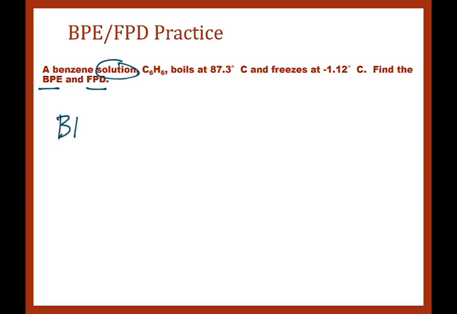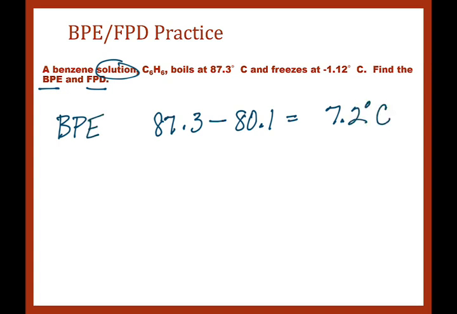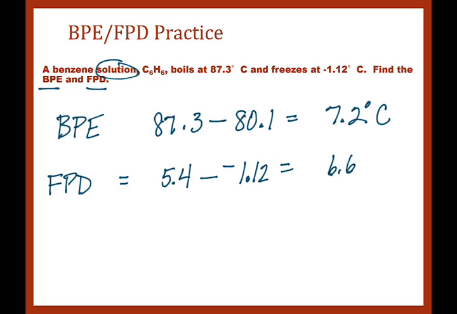So for boiling point, the original boiling point is 87.3. Well, I mean, that's the new one, I'm sorry. And we're going to subtract out the normal boiling point of the solvent, and we would get that our boiling point elevation is 7.2 degrees C. And our freezing point depression, looks like Friendswood Police Department, doesn't it? Is the 5.4 is the freezing point, and we're going to subtract out the new freezing point, and we're going to get 6.6 would be the freezing point depression for that.